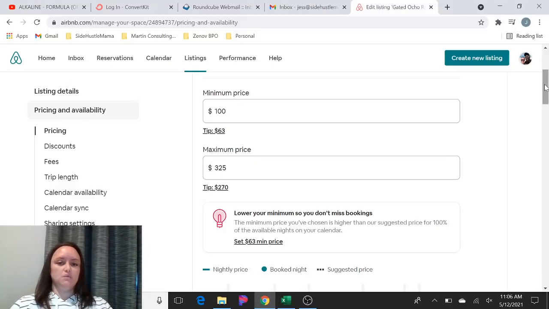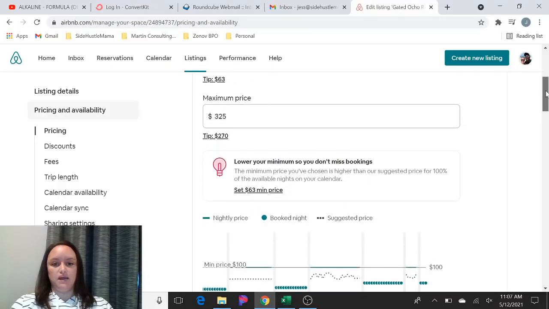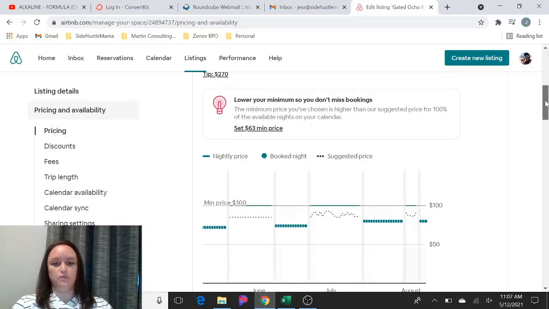There's always going to be some people that go with the recommended pricing. So I just kind of ignore those, but the homes that are priced reasonably, I just go right under that. So right now I have it set from 100 to 325. And that is kind of what we've done for now.